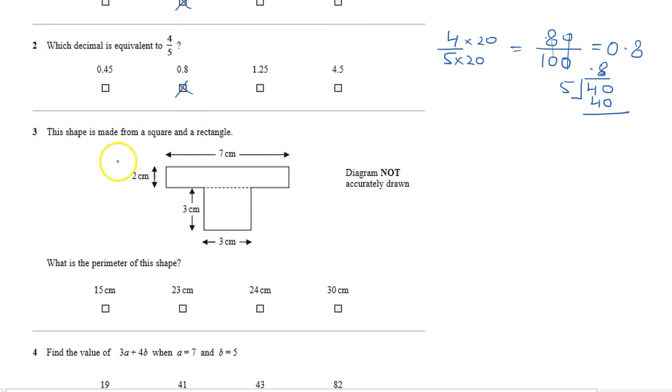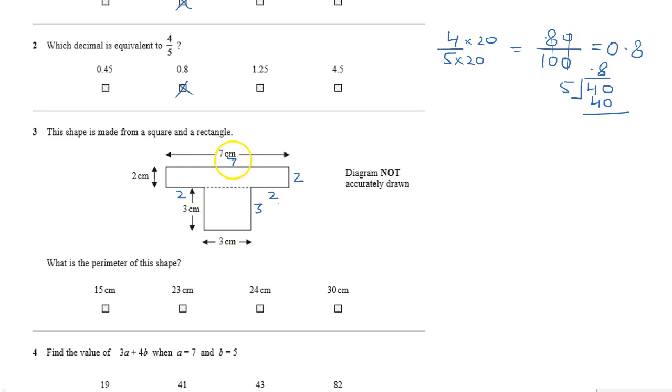Question number 3. This shape is made from a square and a rectangle. This is a square and this is a rectangle. What is the perimeter of this shape? Perimeter is... this is 7, this is 2, so this side will be 2, this side is 7. Now this total is 7, this one is 3. 7 minus 3 is 4. So this side is 2 and this side is 2. This side is 3 because it's a square. This one is 3, this one is 3, this one is 2, this one is 2.